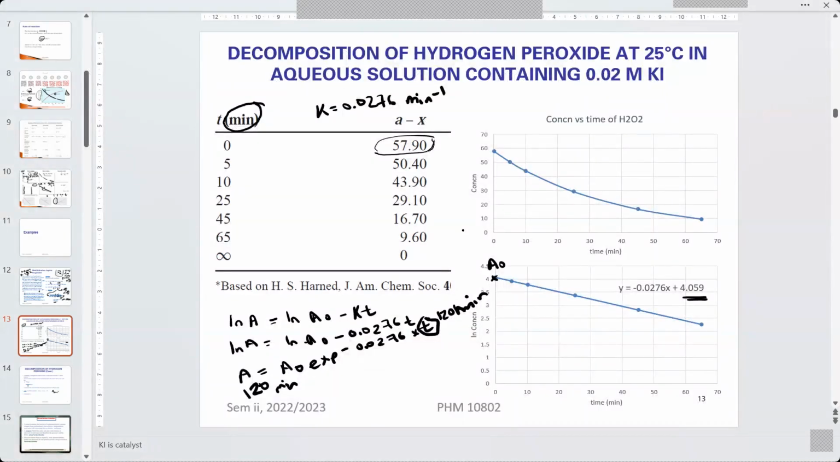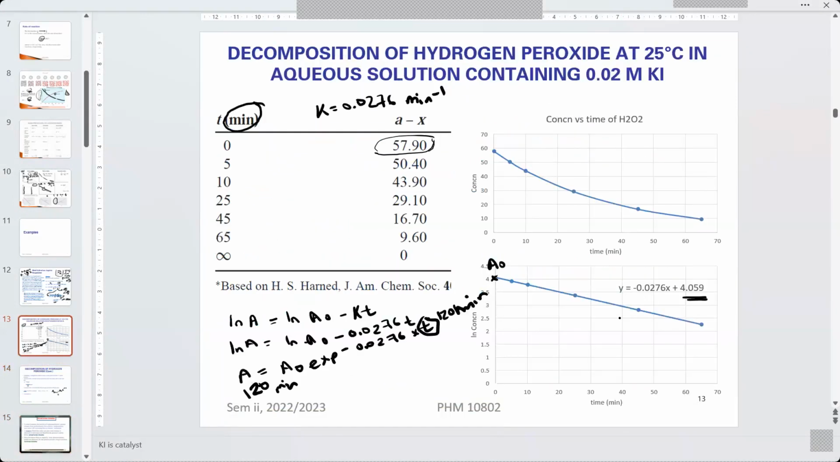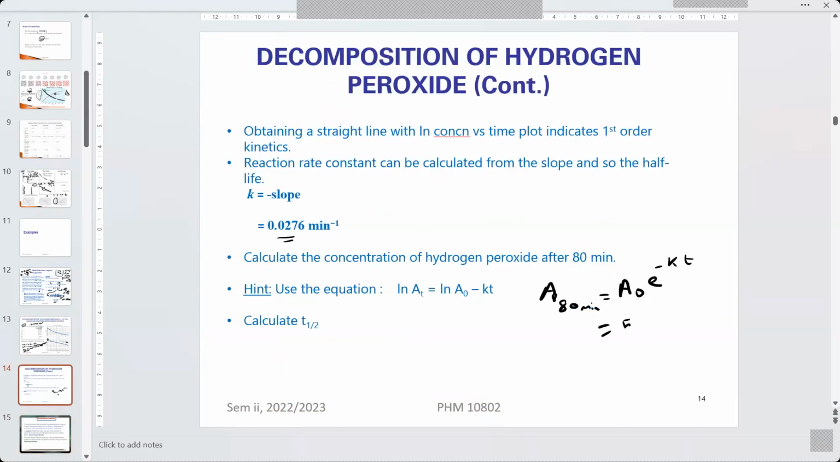So how about if I start with a different concentration at time 0? Whatever concentration you start with, you should write here. So it equals the initial concentration multiplied by exponent of negative K times T. So it depends on the set of data you have. Maybe the initial concentration is different, but just apply the same. So this concentration was 57.9, so it will be equal to 57.9 times exponent of negative 0.0276 times 80 minutes, and then you calculate how much.